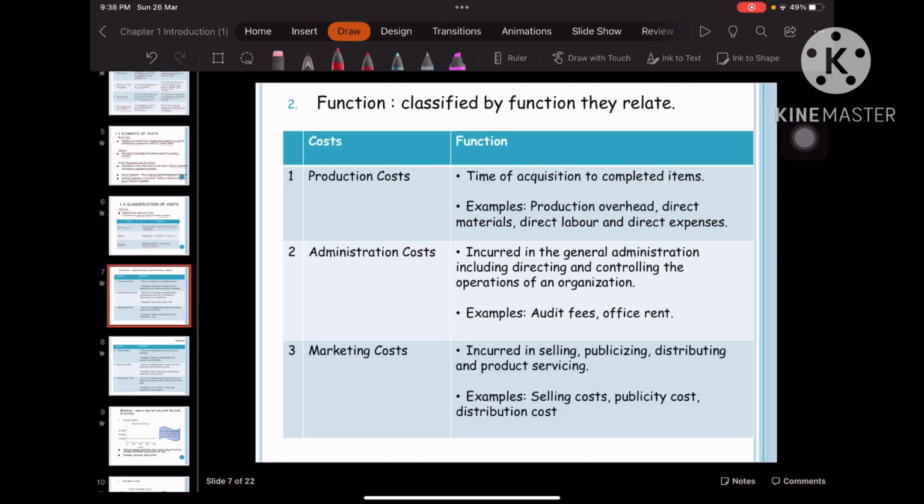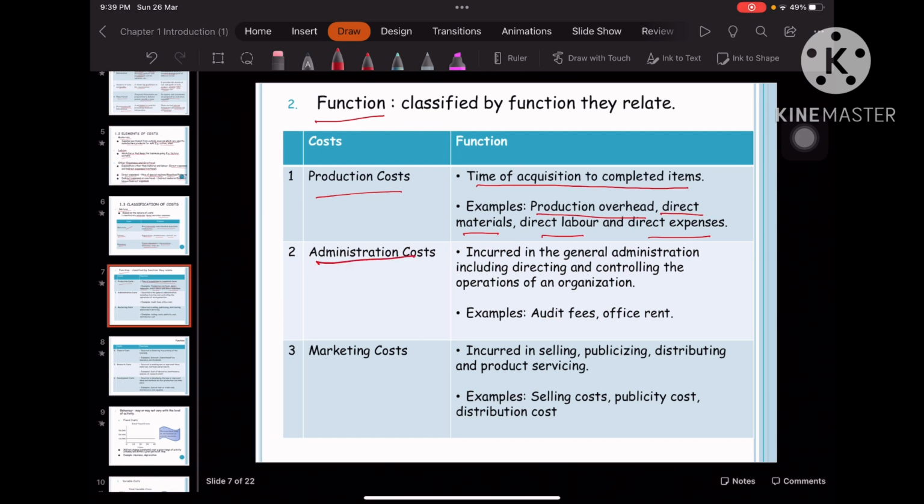All right, so now we would like to classify the cost according to their function. Number one is production cost. I think that majority of you understand what the production cost is. It is actually the cost to produce the product. So function is the time of acquisition to complete the item. For example, the production overhead, direct materials, direct labor, direct expenses. So in order to produce a product, this is the cost that we incur in the production.